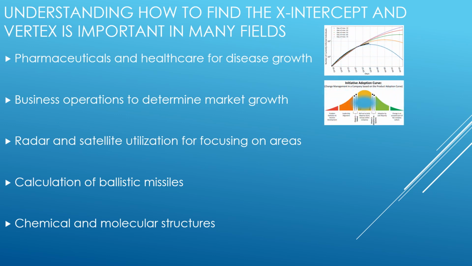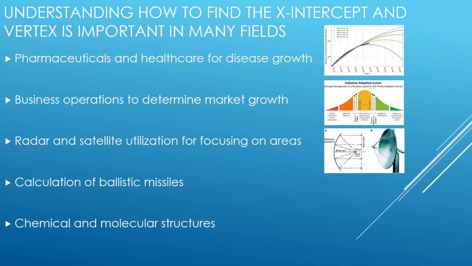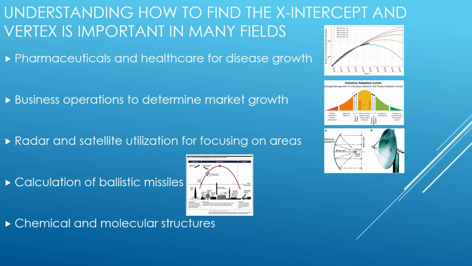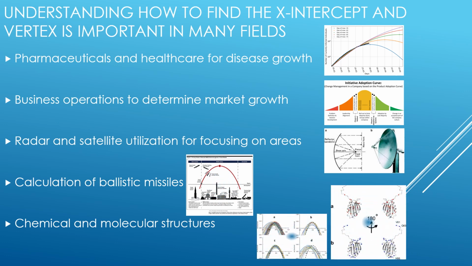Where do I use this? I've just shown a cool way to find out simply where the vertex is, where the x-intercepts are, and the y-intercepts are for epidemics, as we've shown. But there are other areas: disease growth and decline, healthcare. We do it in business operations to determine market growth, all the way from early adopters here. And you can see this is basically a parabola, to the late adopters, to a majority of people purchasing something, and it is over time.